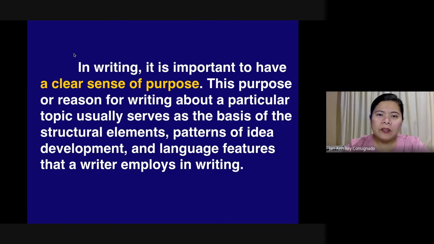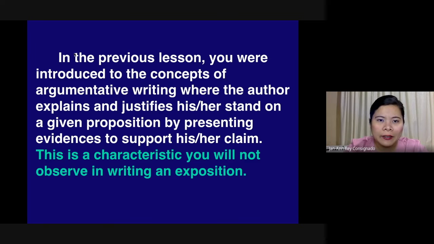Exposition. In writing, it is important to have a clear sense of purpose. This purpose or reason for writing about a particular topic usually serves as the basis of the structural elements, patterns of idea development, and language features that a writer employs in writing. In the previous lesson, you were introduced to the concepts of argumentative writing, where the author explains and justifies his or her stand on a given proposition by presenting evidences to support his or her claim. This is a characteristic you will not observe in writing an exposition.